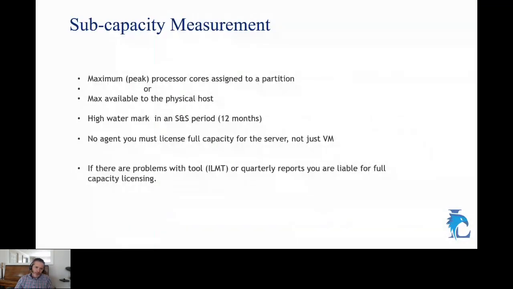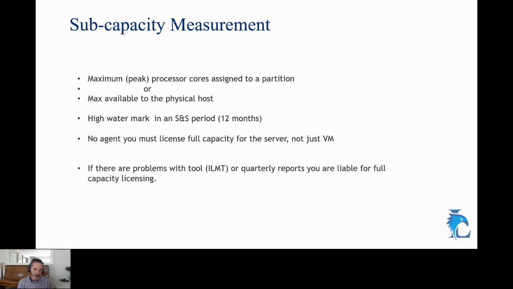A quick comment here on subcapacity measurement. These are some of the questions that have been posed to me over time. A common one is, what's the maximum? So I say, the maximum processor cores assigned to a partition. Remember our example, even though we had provisioned 10 virtual cores, it's actually the max that's available on the partition or the SX node. In that case, it was 8. It's the max available to the physical host. So if you over provision in your cluster, it doesn't matter. It's the maximum available.